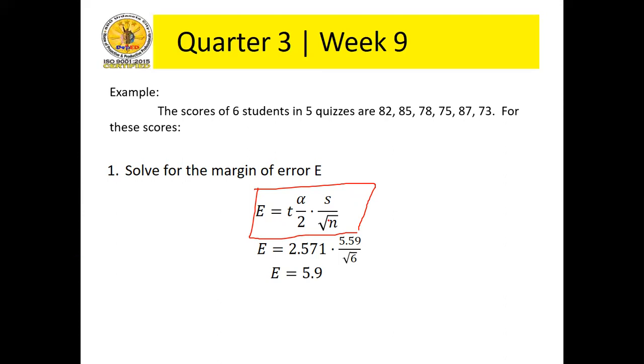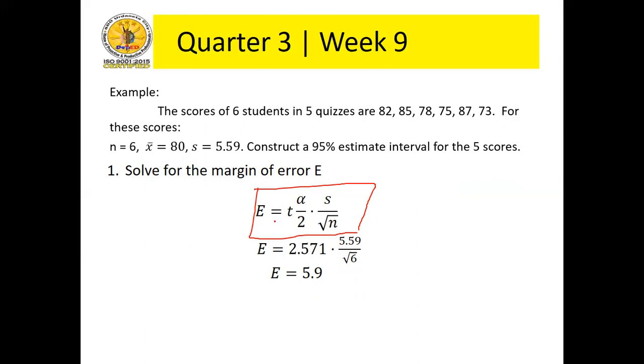The given standard deviation for this example is 5.59 and the sample size is 6. Therefore, if you multiply this by 2.571, the value will give you 5.9. So we have this example. Okay, so let us go back.